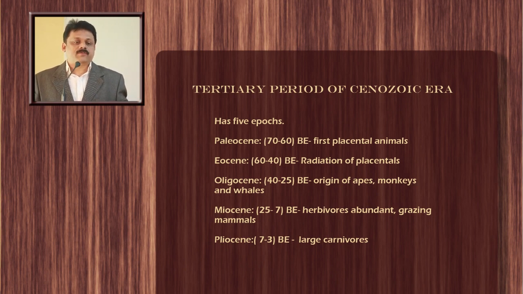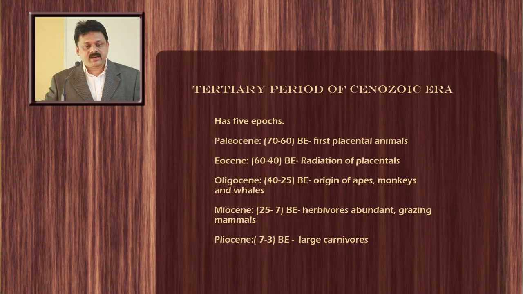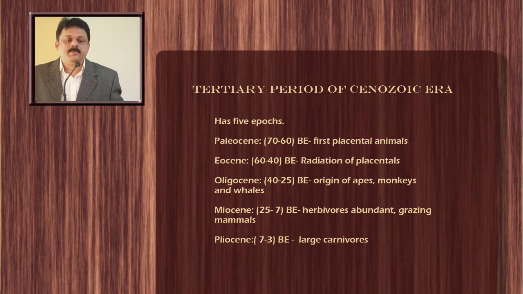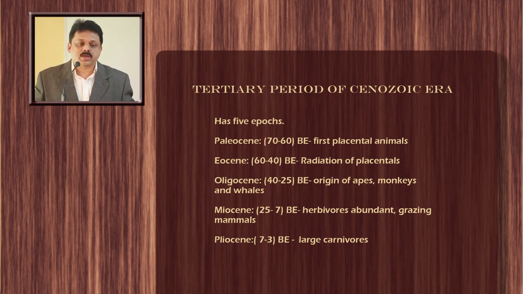The next epoch, the fourth epoch, is referred to as the Miocene epoch. The Miocene epoch is between 25 to 7 million years before present, and the major biological event that took place during the Miocene epoch is the abundance of the herbivores or the grazing mammals. That happened during the Miocene epoch.